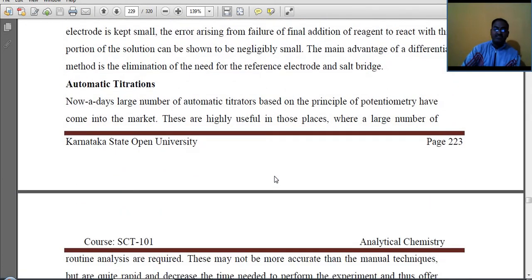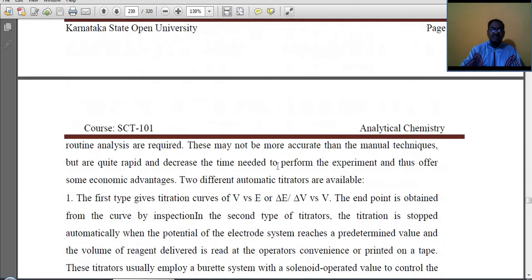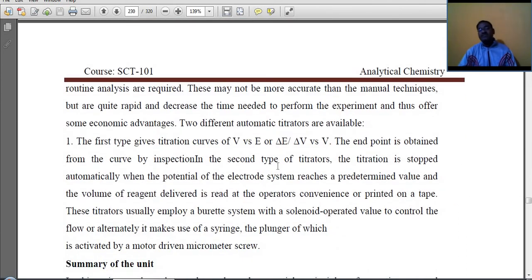The automatic titration. Nowadays, a large number of automatic titrators based on the principle of potentiometry have come into the market. These are highly useful in those places where a large number of routine analyses are required. These may not be more accurate than the manual techniques, but are quite rapid and decrease the time needed to perform the experiment, and thus offer some economic advantages.